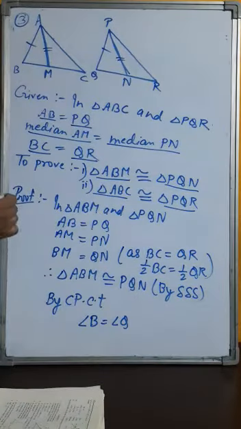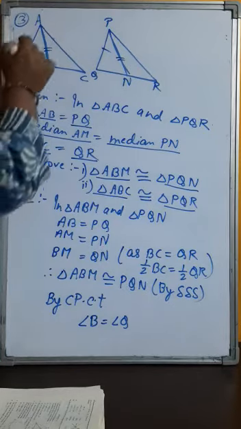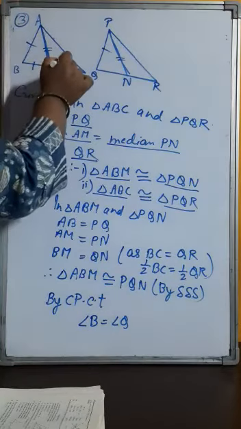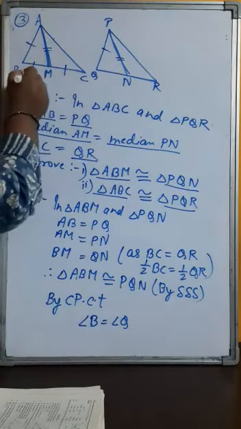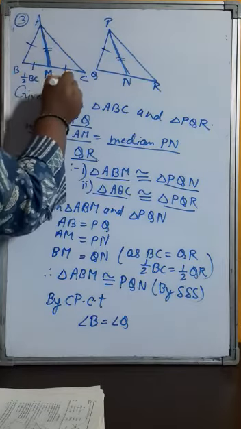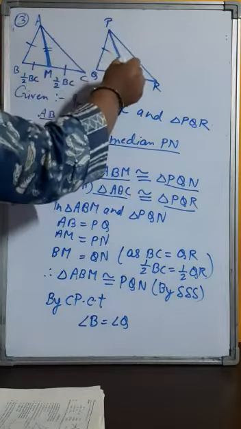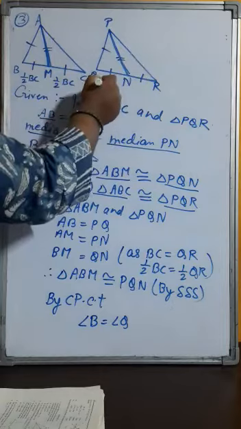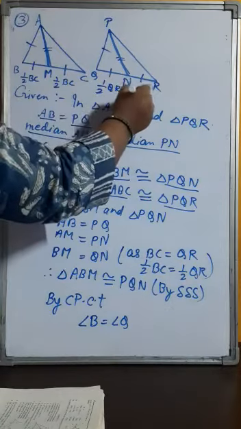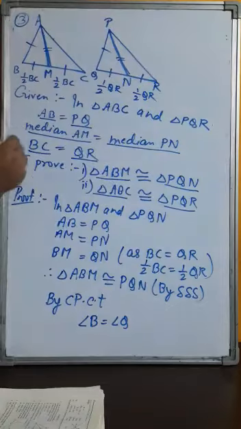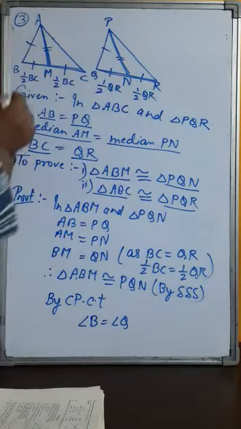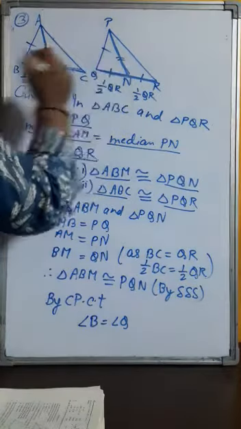Now you see one by one. We know that the median of a triangle divides the opposite side into equal parts. So if this AM is the median for triangle ABC, this BM should be equal to CM. Both are half of BC. Similarly, if PN is the median for triangle PQR, this QN and NR both are equal to half of QR. So if BC is equal to QR, their halves will also be equal. So we can say that BM will also be equal to QN.